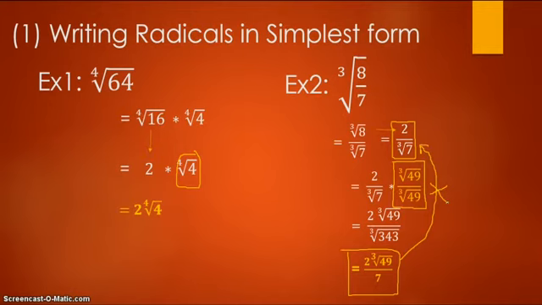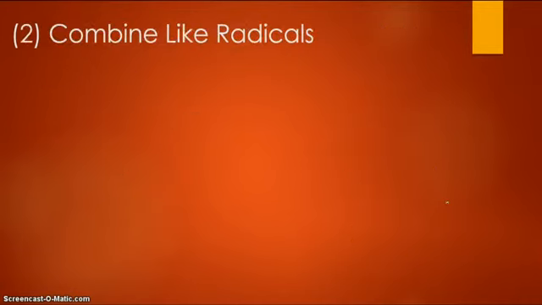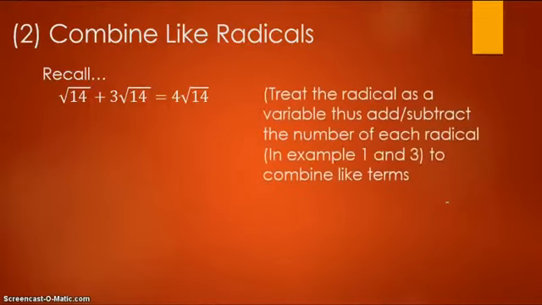Okay, let's look at one more example from the second section, dividing like radicals. So if we look here, we could say the square root of 14 plus 3 square root of 14 plus 4 square root of 14. In other words, you treat the radical as a variable. Thus, you add and subtract the numbers in front of each radical. In this example, it's the 1 and the number 3. So there's an understood 1 right here.